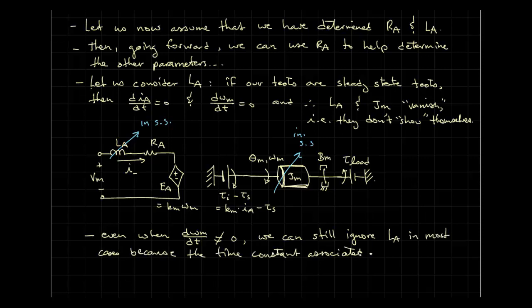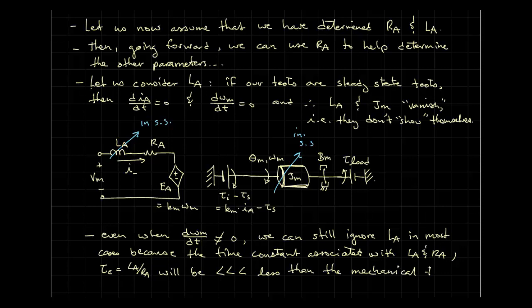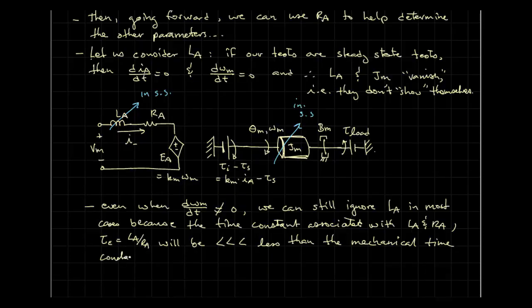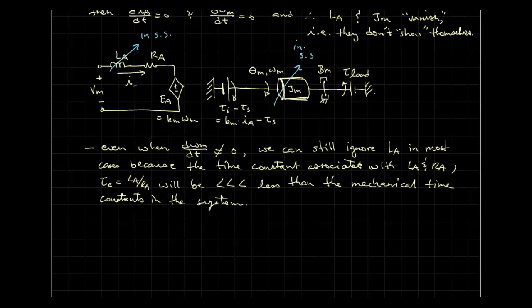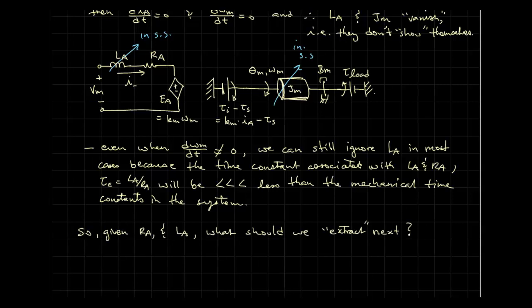Note that even when dωm/dt is not equal to 0, in other words, the shaft is accelerating or decelerating, we can still ignore LA in most cases because the time constant associated with LA and RA, that is, LA over RA, will be much, much less than the mechanical time constants of the system.